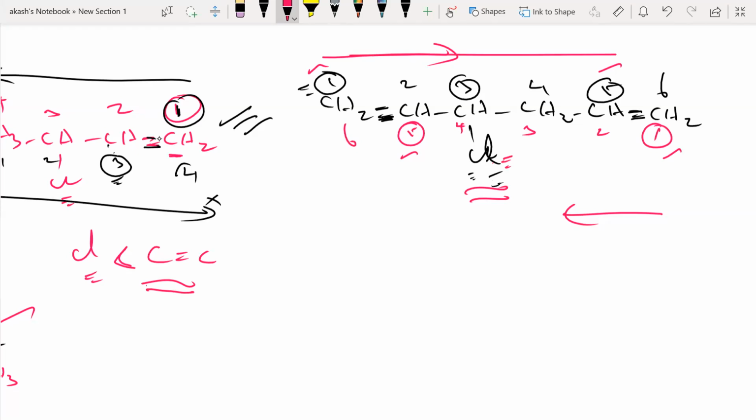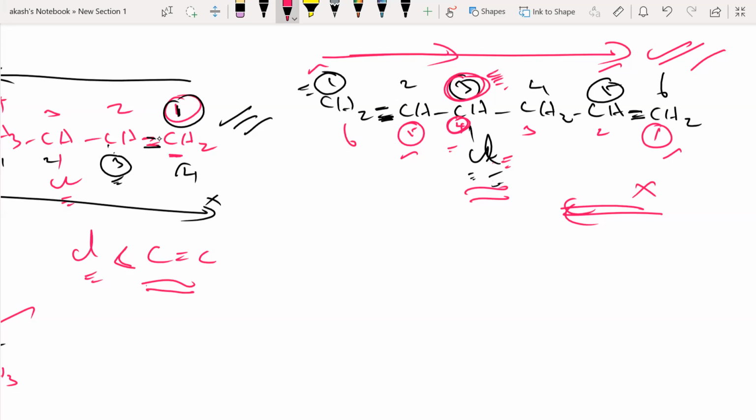So if I go from here to here, we are getting 3 for chlorine. But if I go from here to here, we're getting what? We are getting 4 for chlorine. So obviously this one is wrong. This one is correct, because I'm getting 3, the lowest possible number, and 4 is a little higher. So we have to take the least possible number, that is 3.